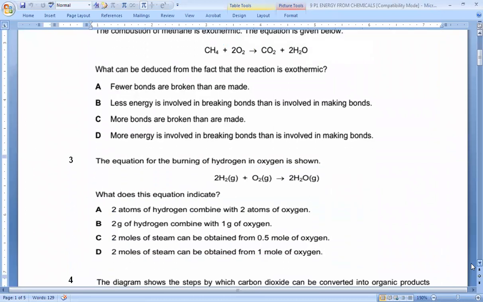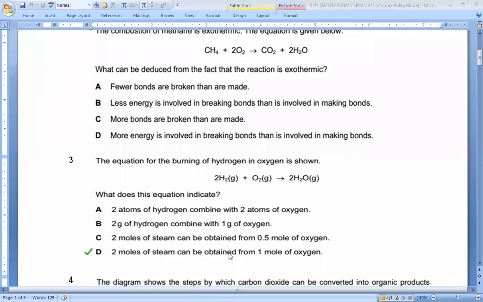The equation for the burning of hydrogen in oxygen is shown. What does this equation indicate? Hydrogen gas burns and oxygen gas is the supporter of combustion. Two moles of hydrogen react with 1 mole of oxygen to produce 2 moles of steam. So option D is correct for this question.